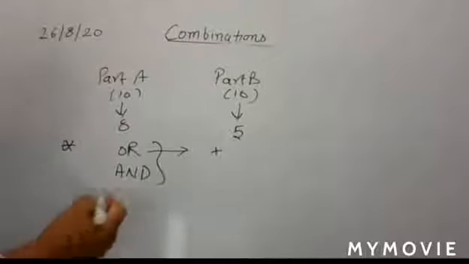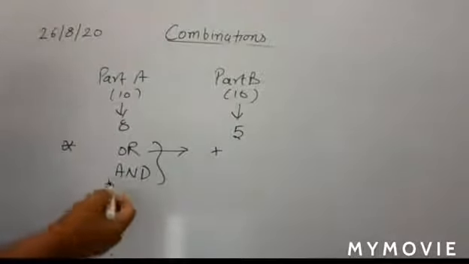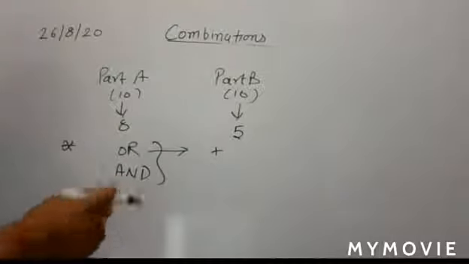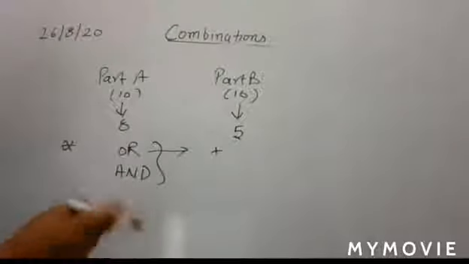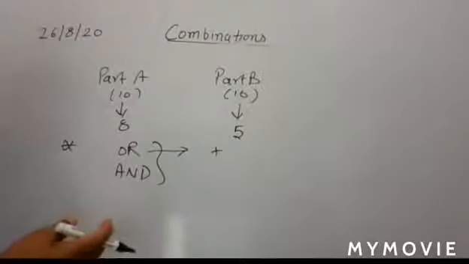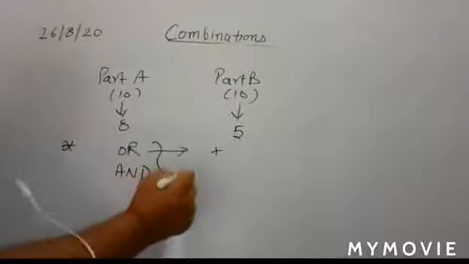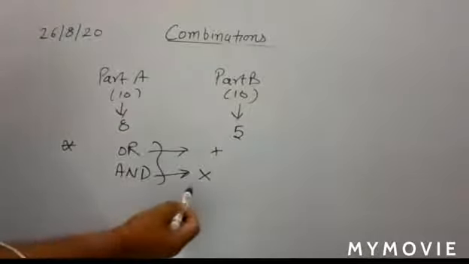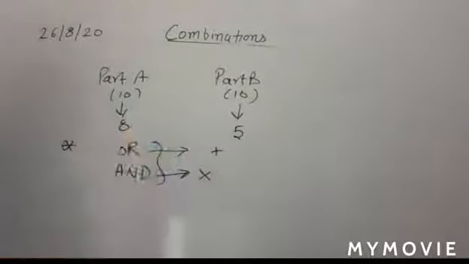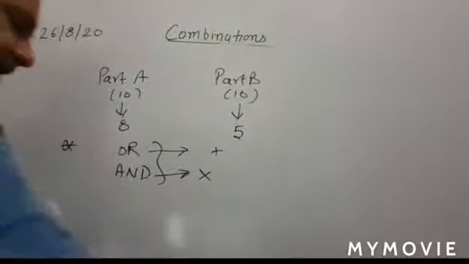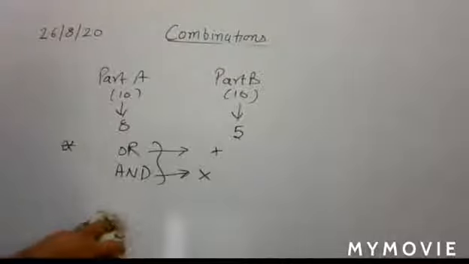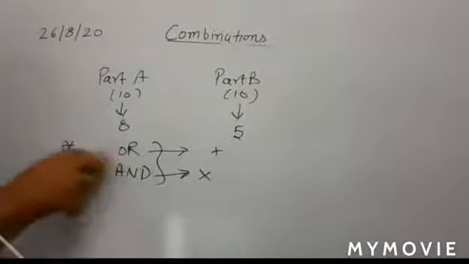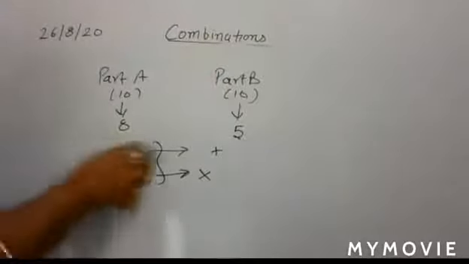Understand? But if there is the word "and" in between the two events, clear? So here you take the multiplication in between the two ways, and in the other case you take the plus. So these two concepts apply in any question. Note it down as an important point.